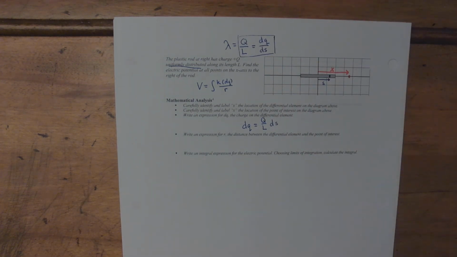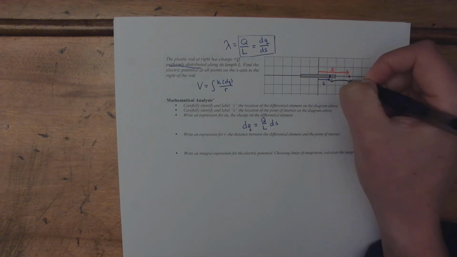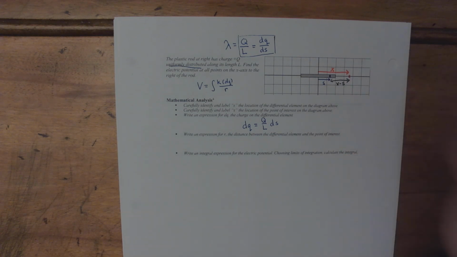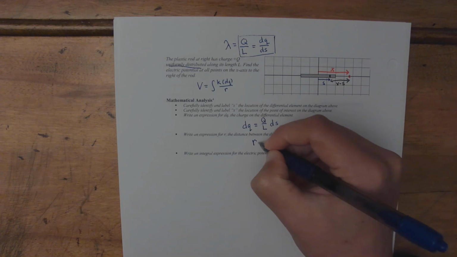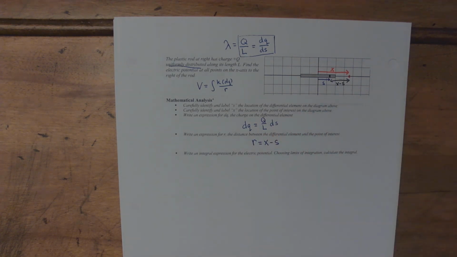expression for dq. Then we have to write an expression for R, the distance between the differential element and the point of interest. That distance is from here to here, and that is x minus s. That distance is positive, as it should be. And so we can just say R is equal to x minus s.